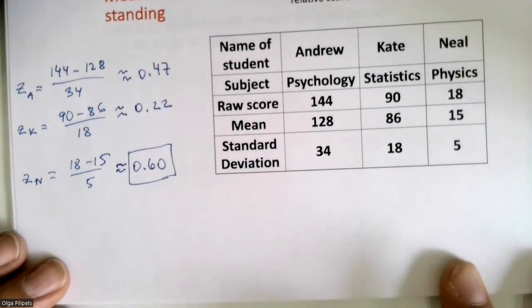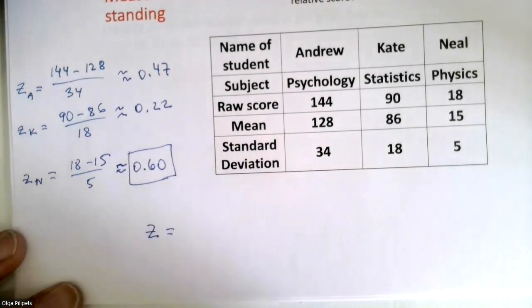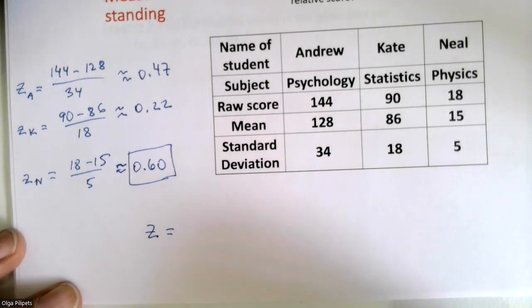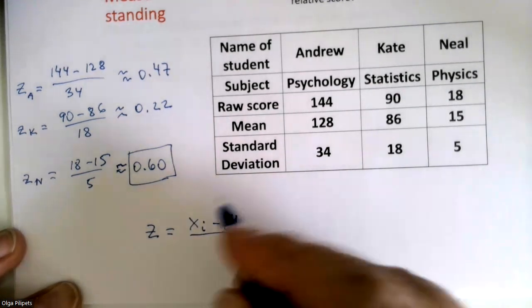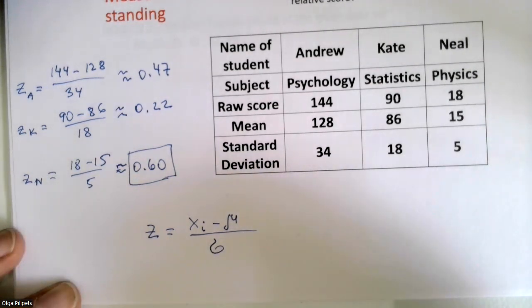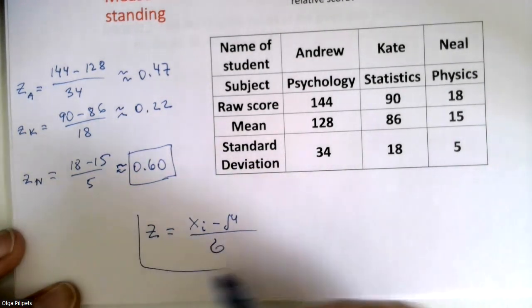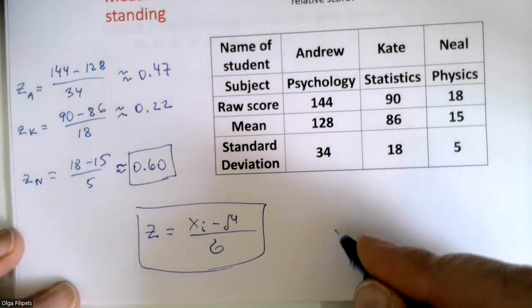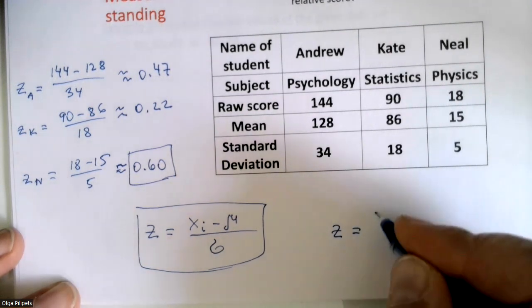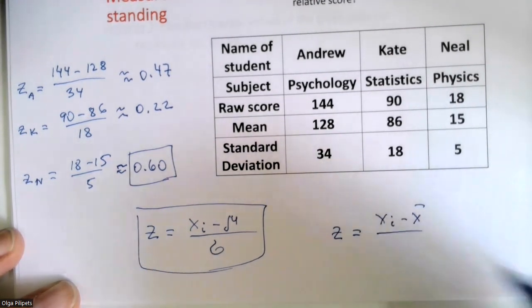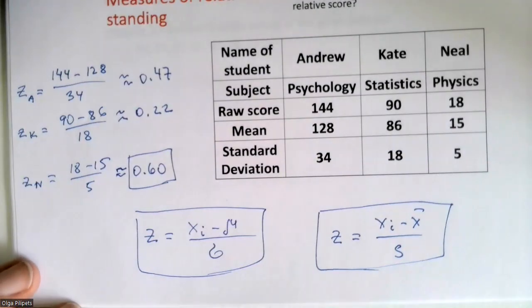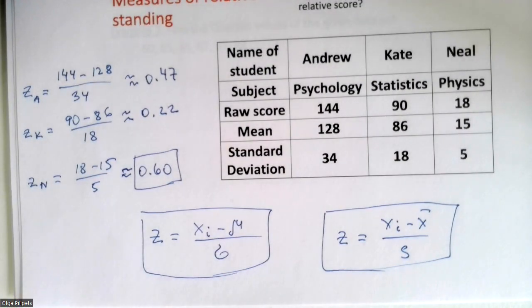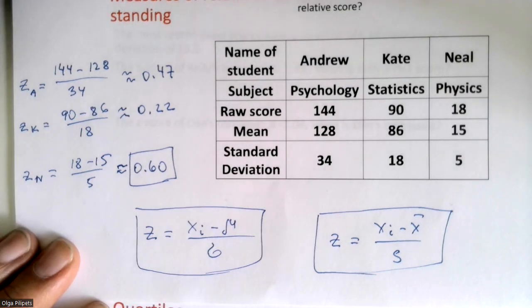Okay, so in general, the formula for figuring out the z-score, or the measure of relative standing, would be x minus the mean, divided by the standard deviation. That's the formula for the population. And if we're dealing with a sample, this is going to be x minus x bar, the mean of the sample, divided by s, the standard deviation of the sample. All right, so these are our measures of relative standing.